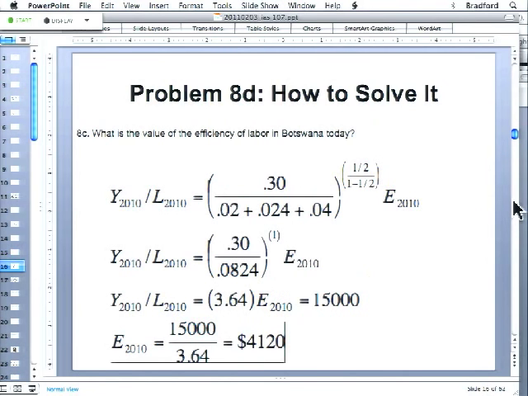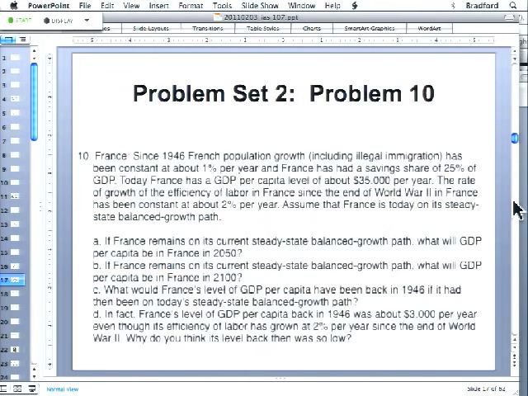The other problem that I thought was going to be hard, and that did indeed turn out to be hard, is the France problem, right? Problem 10. In France, population growth has been constant at 1% per year, and France has a savings share of 25% per year, et cetera, et cetera. And France right now has a GDP per capita level of $35,000 per year. Assuming it's on and stays on its steady state balanced growth path, and assuming that the efficiency of labor is growing at 2% per year, how rich is France going to be in 2050 and 2100? And how rich should France have been back at the end of World War II, back in 1946?